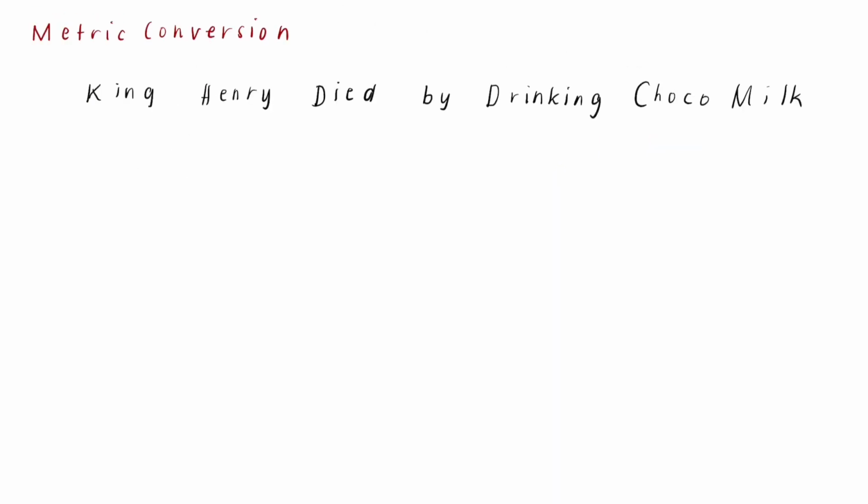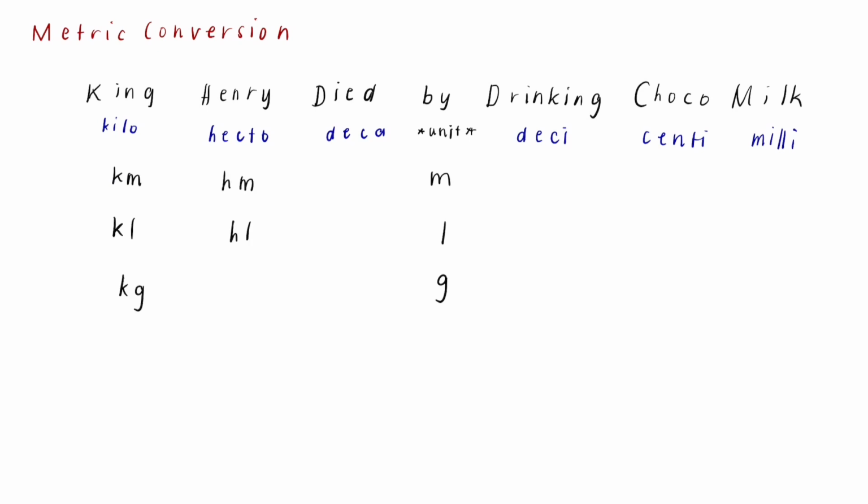Definitely look into King Henry died by drinking chocolate milk. It makes metric conversion really easy and really fast to do.